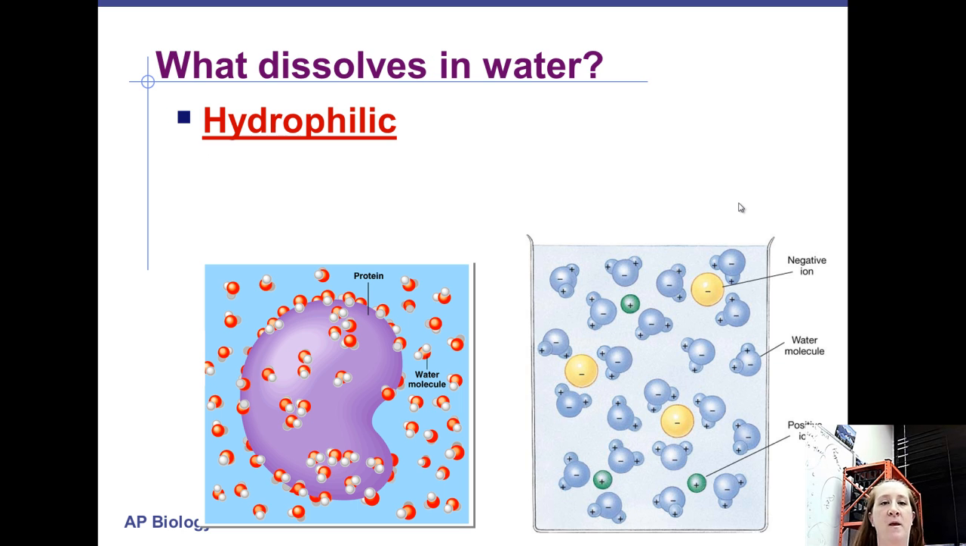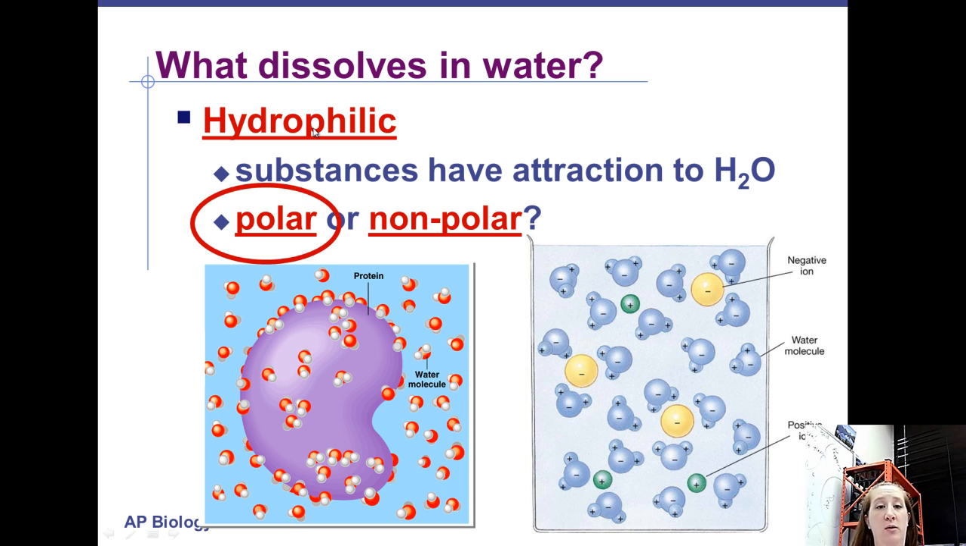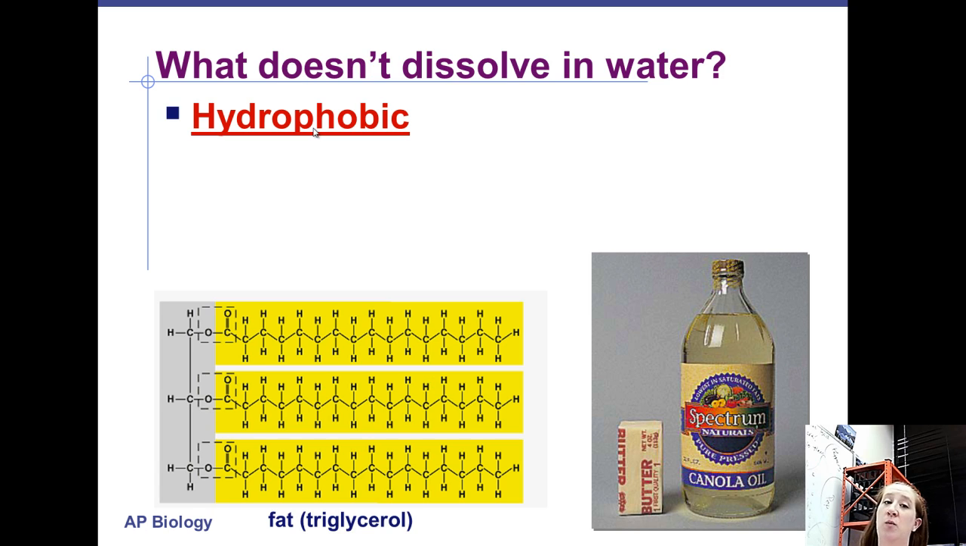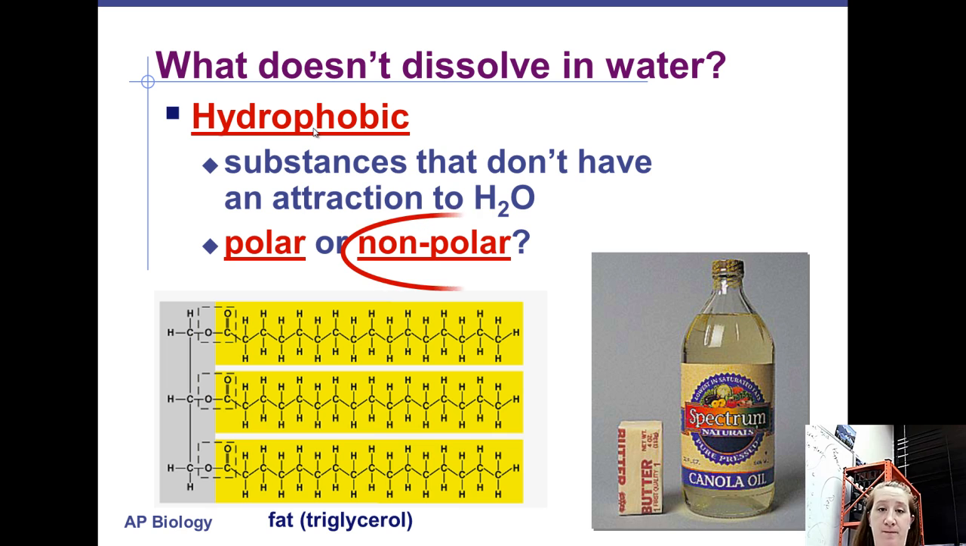Ready? So what kinds of things are going to be able to dissolve in water? Well, they're going to be things that are hydrophilic. Philic means to love, so anything that is hydrophilic is water loving. It's going to be all substances that are attracted to water, so that would be polar things. Good. Then things that won't dissolve in water, we call them hydrophobic. Phobic meaning fearing. Those are going to be substances that don't attract to water, so they're going to be nonpolar.